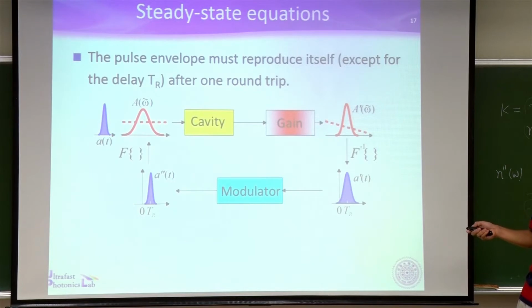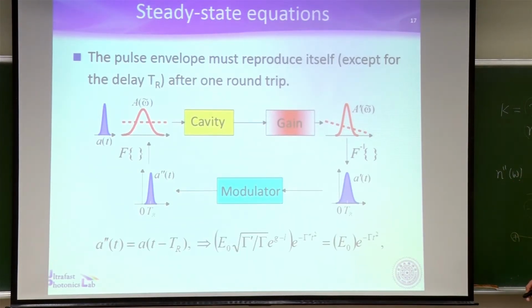Okay? So basically, A double prime should have the same shape as A, although the center can be away from A by TR. Okay? So this is the equation you can have if you want to solve the steady state pulse. A double prime equals A of t minus TR. You can have a time delay, but everything else should be the same.